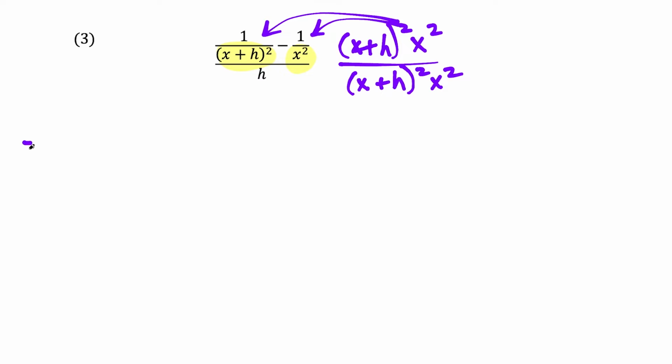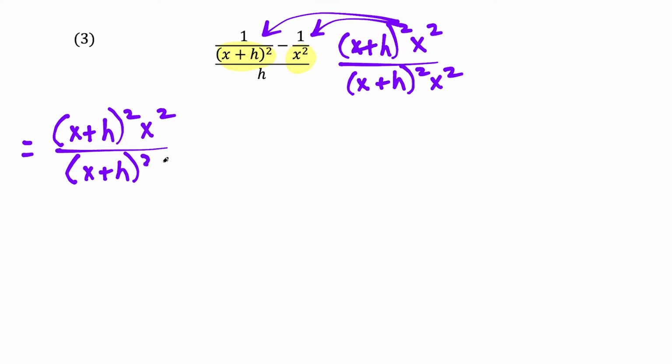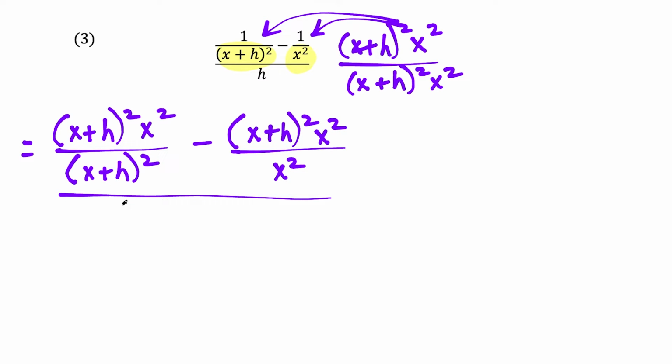And in the next line, what we'll have is x plus h squared times x squared over the first denominator in the numerator is x plus h squared. And then after we have minus, and then we've got x plus h squared times x squared all over x squared. And then finally in the denominator, we have h times x plus h squared and then times x squared. So right away, I could see these terms cancel and these terms cancel.